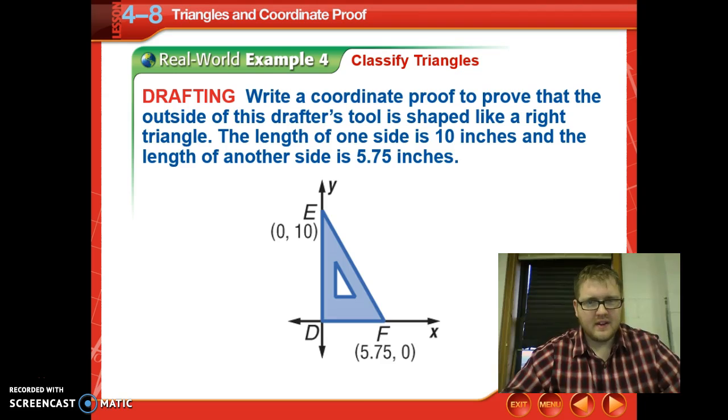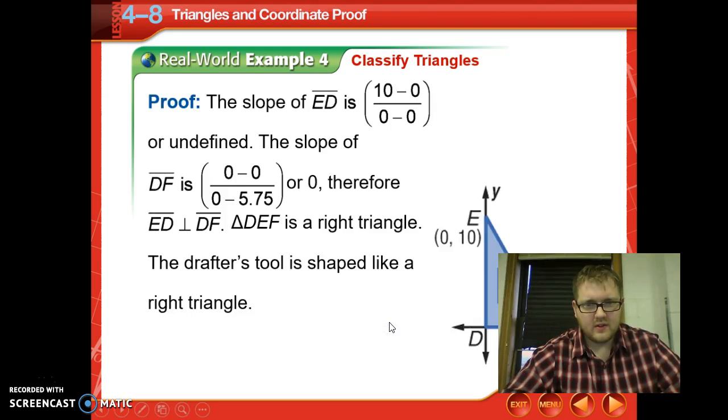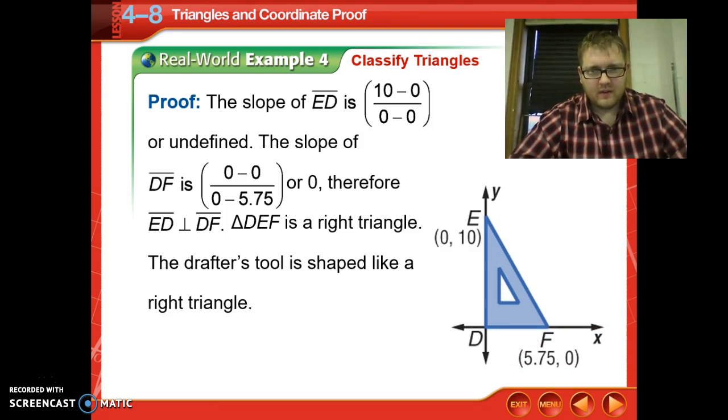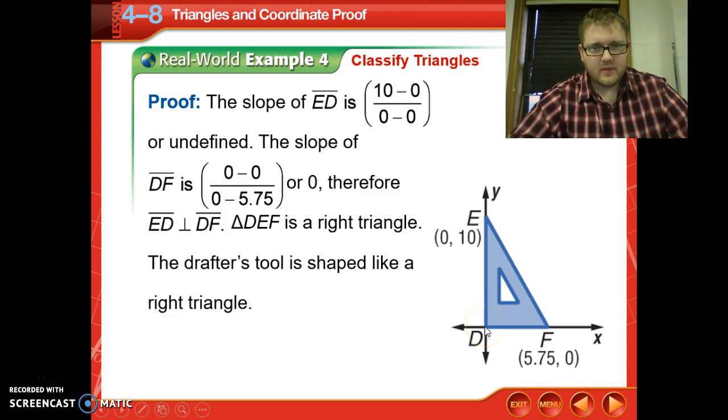So now we're going to look at this last proof here. Write a coordinate proof to prove that the outside of this drafter's tool is shaped like a right triangle. The length of one side is 10 inches. The length of another side is 5.75 inches. So they chose to place it on the coordinate plane with a vertex at the origin. So we're going to call this distance 10 and this distance 5.75 because those are the two sides of the triangle.